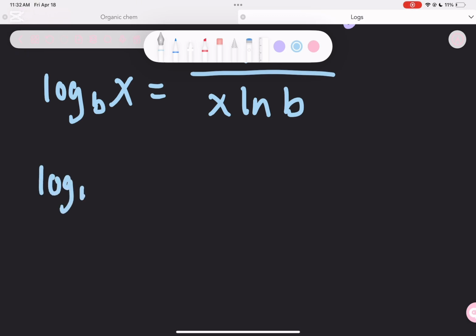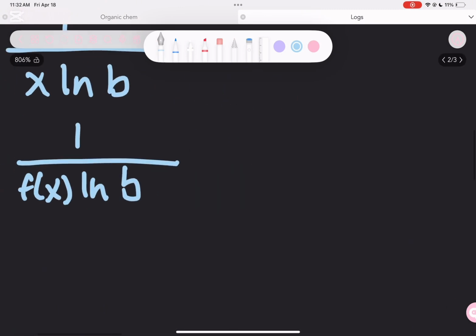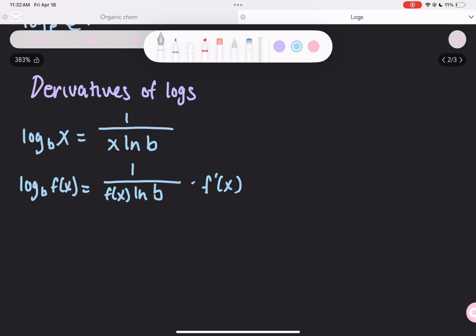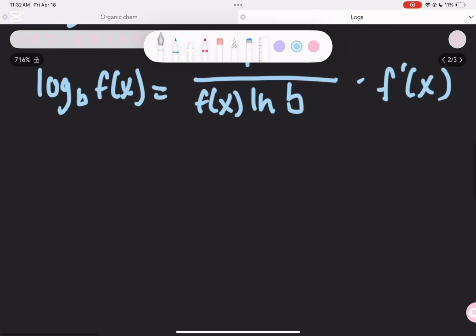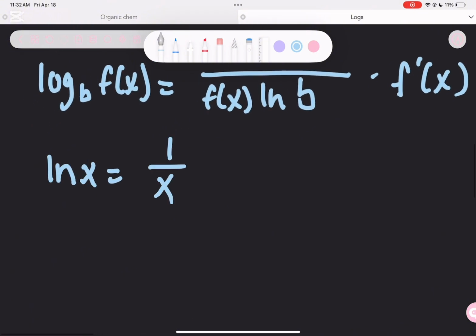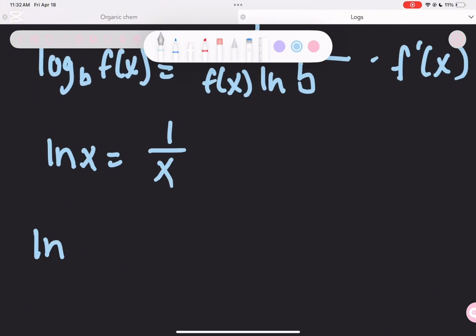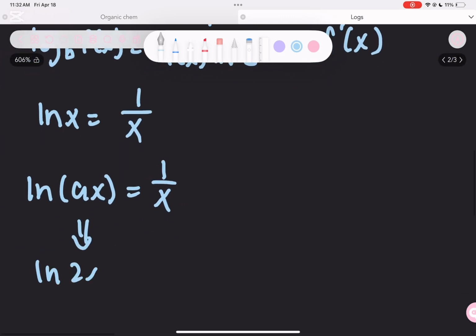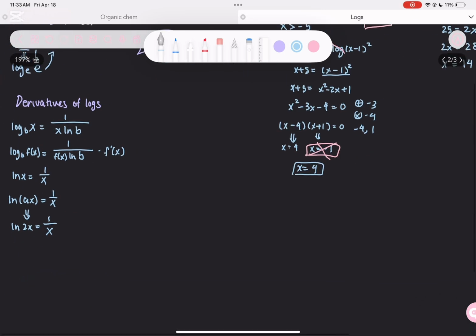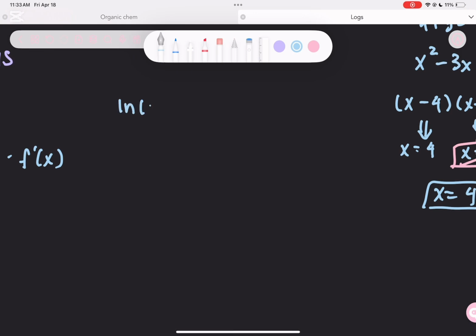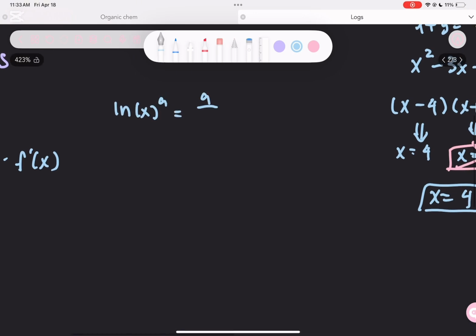So the derivative of log base b of a function is 1 over f of x ln b, same rule applied here, but you also have to multiply it by the derivative of f of x because this is the chain rule. Easy enough? And now some rules for natural logs. The derivative of ln x is equal to 1 over x, simply. If there's a variable before your x, like ln 2x, it's still just 1 over x. And if you have ln x to an exponent, it'll just be the exponent over x. So if you had ln x squared, it'd be 2 over x.